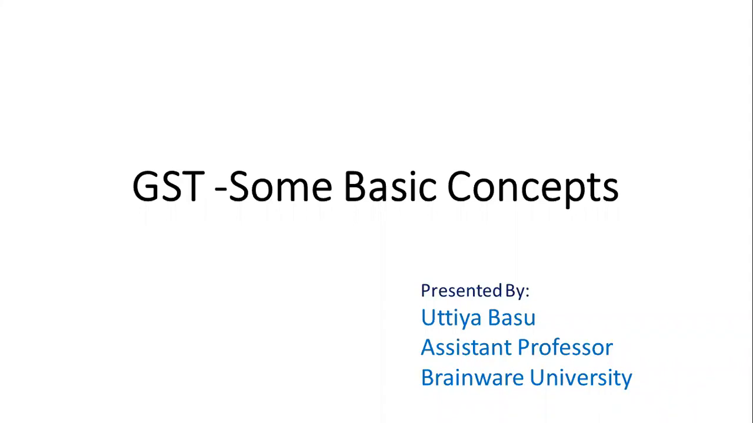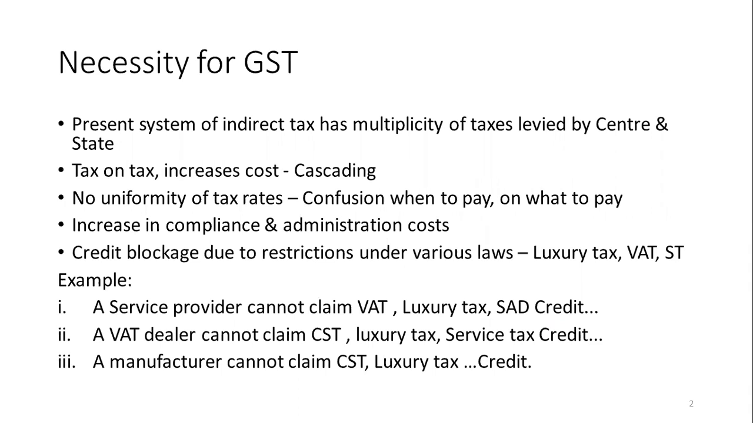GST replaced existing multiple taxes levied by the central and state governments. Now, what was the necessity for GST? The earlier system of indirect tax had a multiplicity of taxes levied by the central and state governments, like VAT, excise, and customs, and the VAT rate was different from state to state. So there was a cascading effect of tax: on a single product or service, different types of tax were applied in different areas, in different states, and for different reasons. This mostly hampered the tax system for consumers.